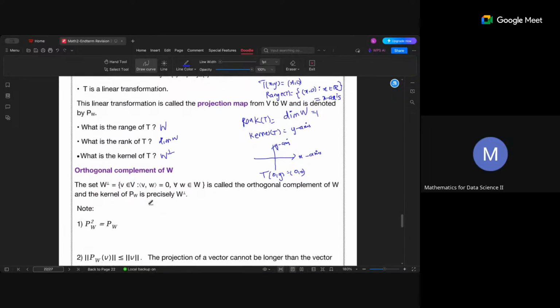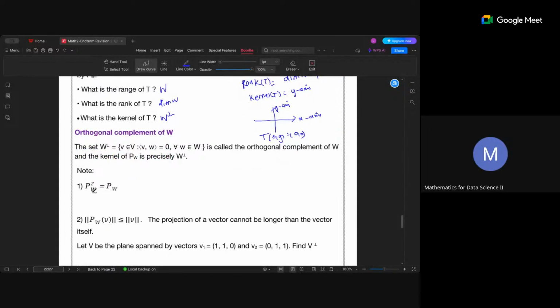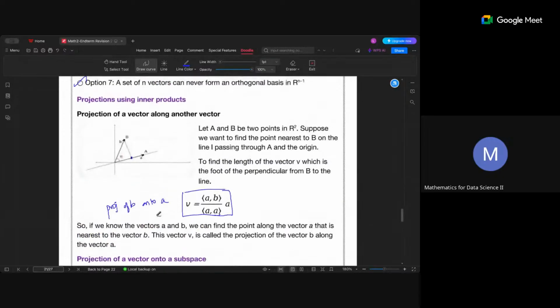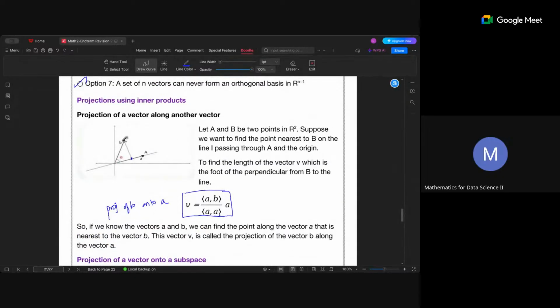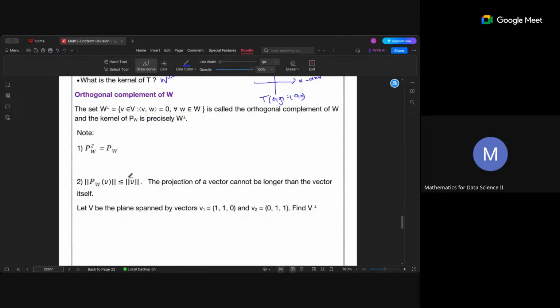What are some other very important things about the projection map? P_W squared is equal to P_W. So if you have a matrix representing a projection, then the matrix should also satisfy this property, that is A squared is equal to A. And the projection of a vector cannot be longer than the vector itself. Just look at this image. This is the original vector and this is the projected vector. You can obviously see that the projected vector's length is smaller than the original vector. So the projection is always smaller than or equal to the original vector.